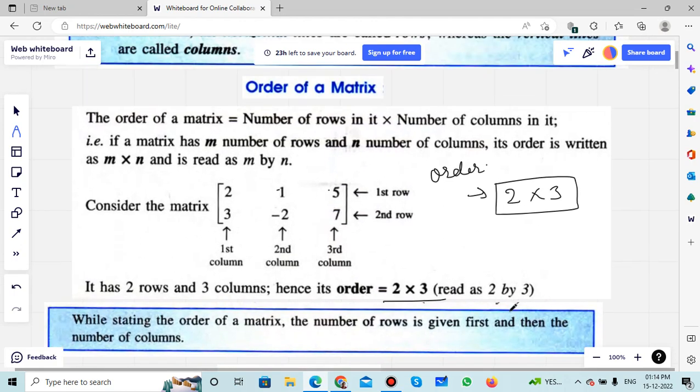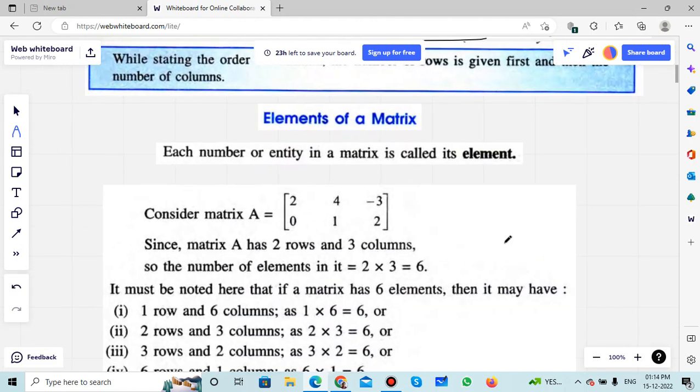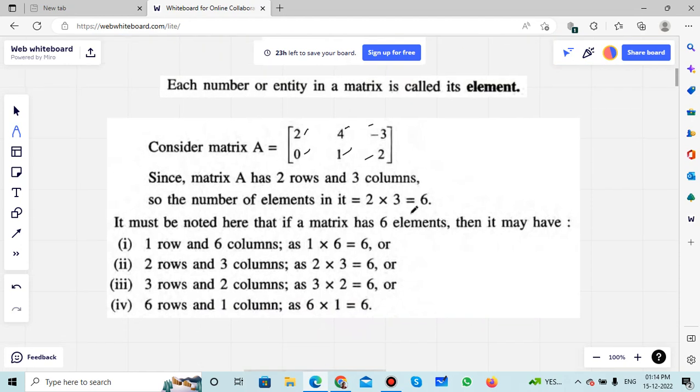I already spoke to you that whatever the content of that particular matrix is called an element. The elements are 2, 0, 4, 1, minus 3, and 2. They are all elements in it. Since matrix A has got 2 rows and 3 columns, we call it 2 by 3. And the number of elements will be how much? 6. You can count 1, 2, 3, 4, 5, 6. Or you can say 2 rows and 3 columns, multiply 2 into 3 is 6. So 6 elements are there in it.